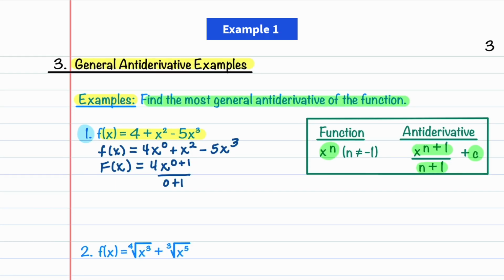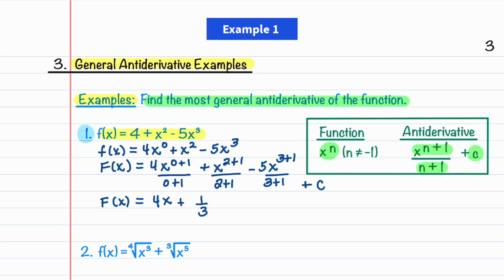Now let's do the same thing to the next term. This is x to the 2 plus 1, all divided by 2 plus 1, and then we have minus 5x to the 3 plus 1, all divided by 3 plus 1, and then we have to add a plus c. This gives us capital F of x is equal to 4x plus 1/3 x cubed minus 5 over 4 x to the 4th plus c. And that's our final answer.